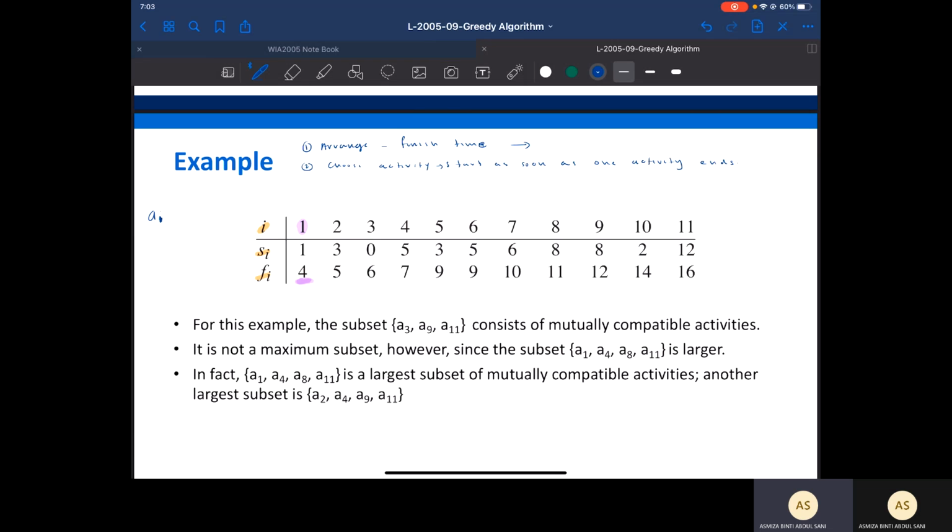Okay, and then since this one finished at 4, the next possible activity would definitely not be 2. 2 cannot because it starts at 3. Sorry, it's past the time already. Same goes for 3 because it starts at 0, which is before time 4. I forgot to mention that we assume that these are per unit.